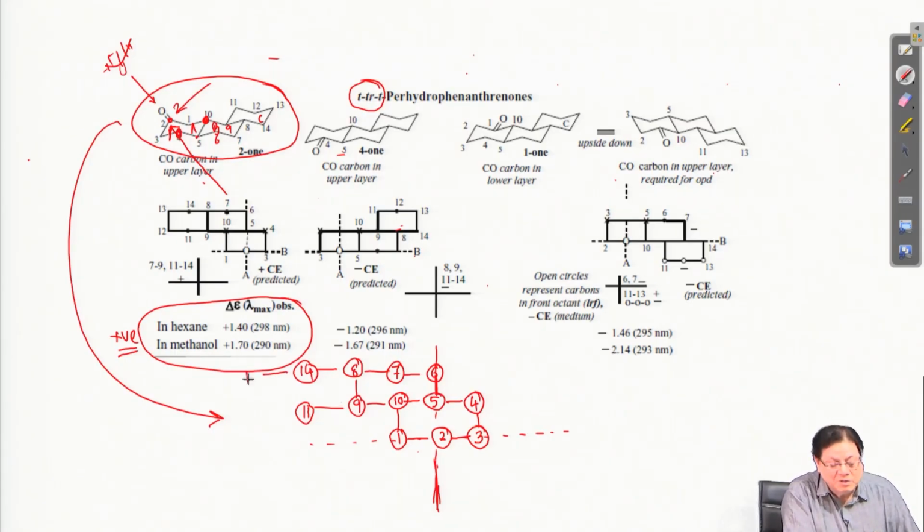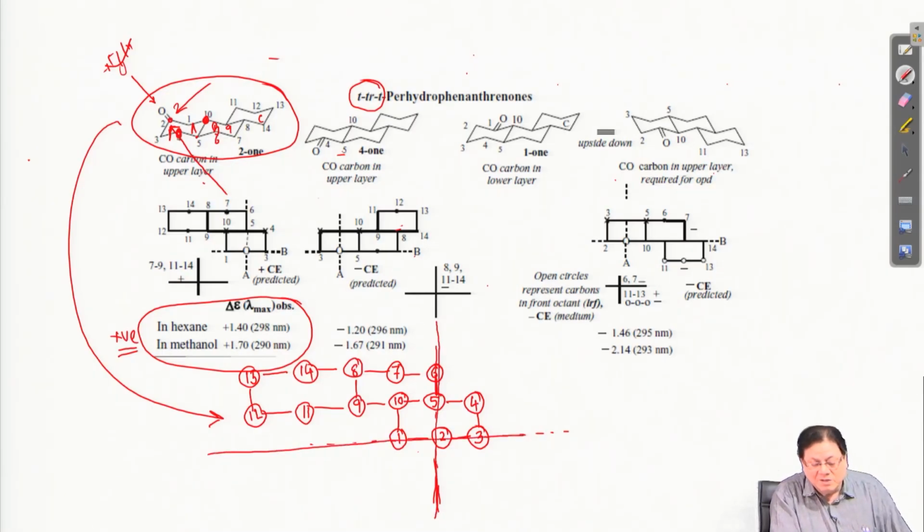Okay. 14 is attached to 13 and 13 is attached to 12. Okay. So, this is the complete diagram. Remember, do not forget the 2 axes. Okay. So, this is the axis.